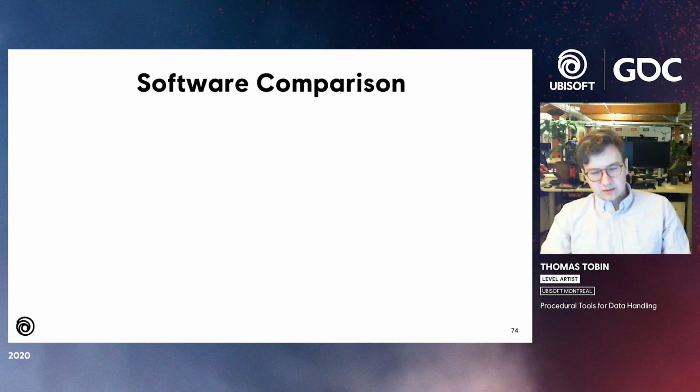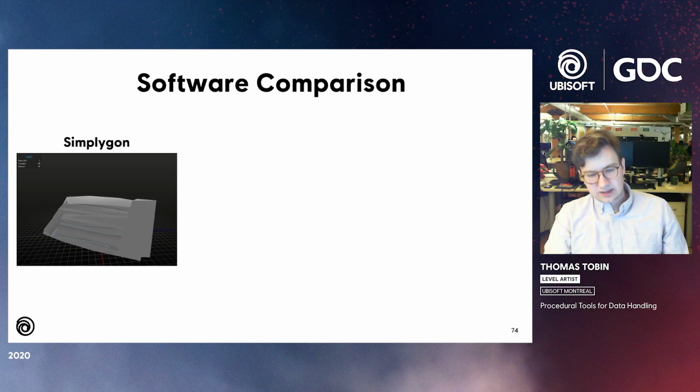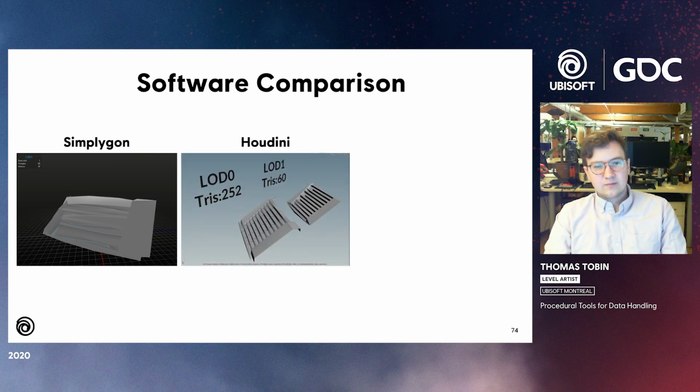So let's look at the comparison within actual different software. Within Ubisoft, we use SimplyGon a lot. However, if you take a staircase, for example, and you bring it in and you set it to a very low poly count, it will completely destroy the mesh. If we say, again, this is the source asset on the left, which is 252 polygons, and set it to the exact same poly count as SimplyGon, it's closer, but we still have holes, and I don't know if you can see that or not.